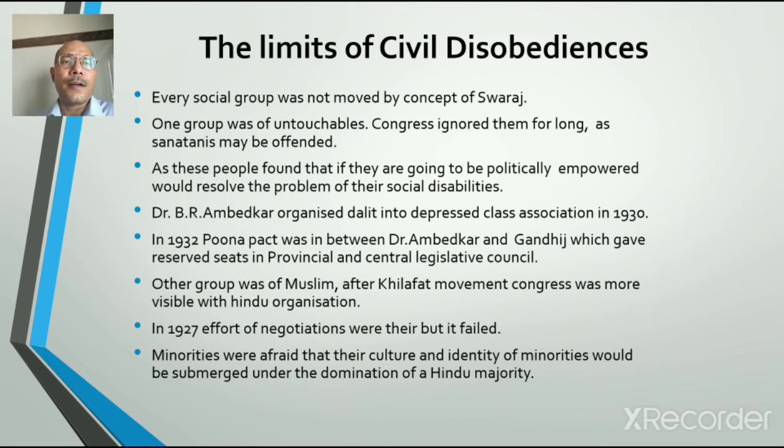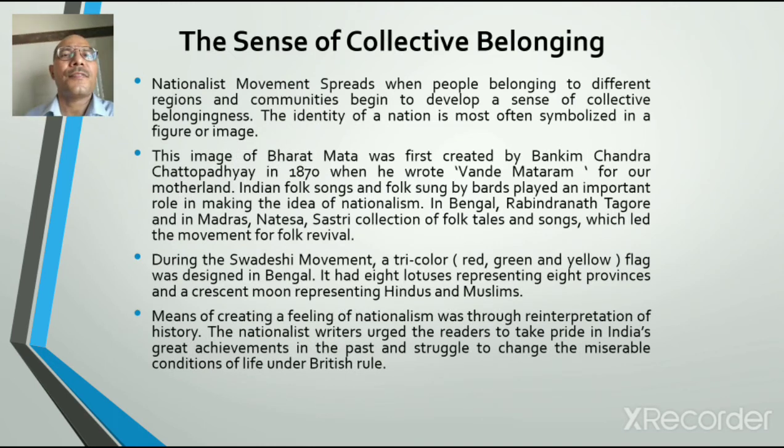The other group was the Muslims. After the Khilafat movement, Congress was seen as more visibly associated with Hindu organizations, and because of that, Muslims also never participated in the civil disobedience movement. In 1927, efforts were made at negotiation between the Muslim League and the Indian National Congress, but it failed. Minorities were always afraid that their culture and identity would be submerged under the domination of the Hindu majority, and therefore they were always alienated from this type of movement. The last point is the sense of collective belonging.